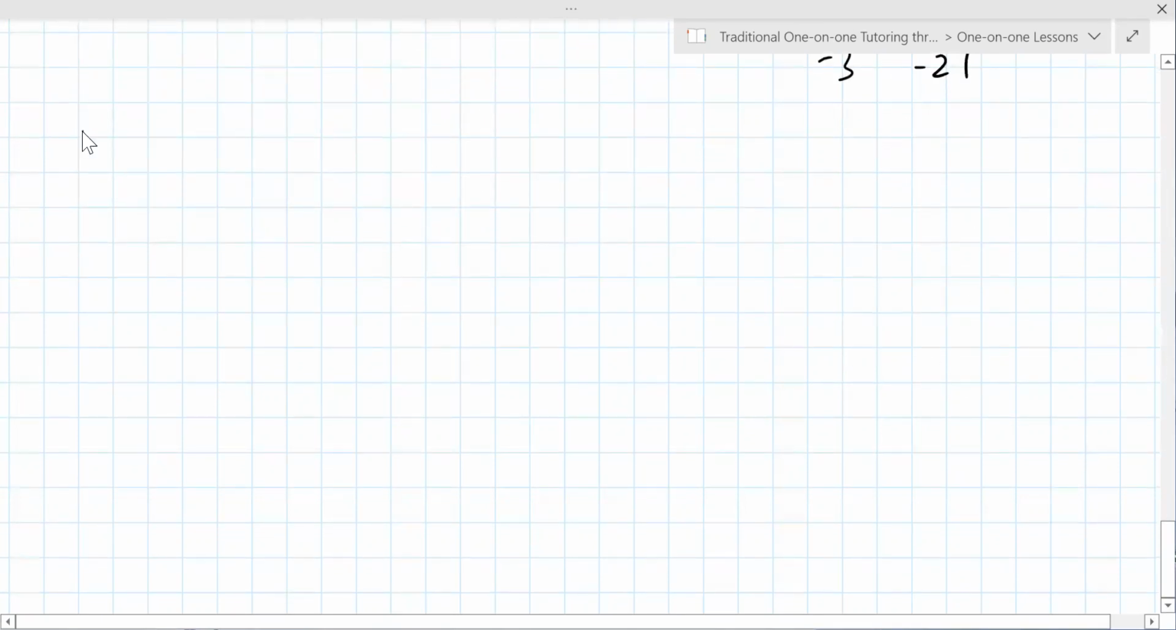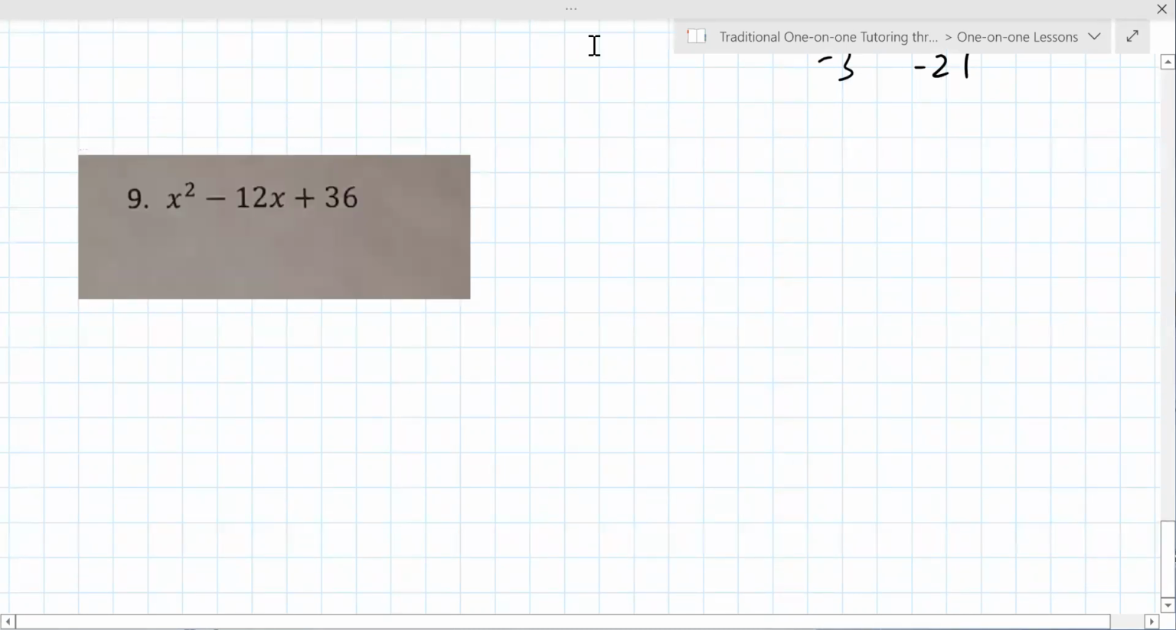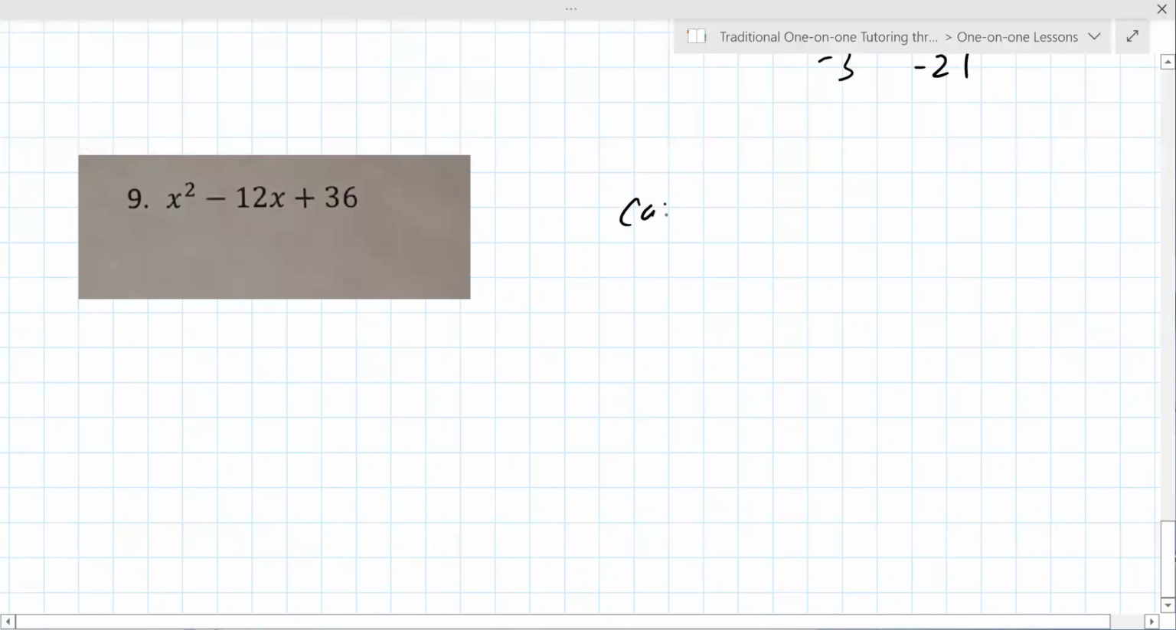So let's jump back to your worksheet, and let's go back to number 9. We've talked about 2 cases. Case one is plus plus. Case 2 is the minus plus. So this is a minus plus problem, and you have to identify that from the start. Now you want 2 numbers that multiply to 36 but add up to -12.